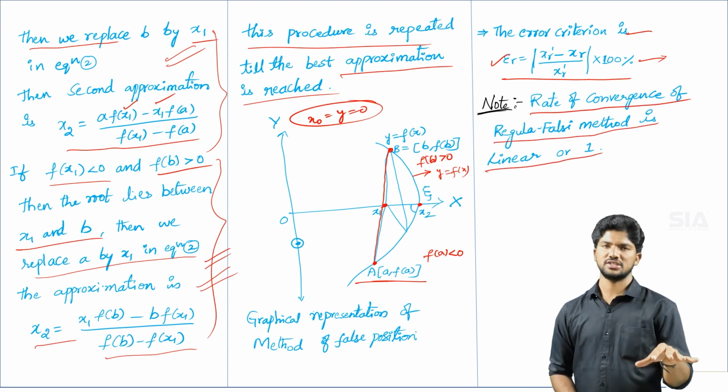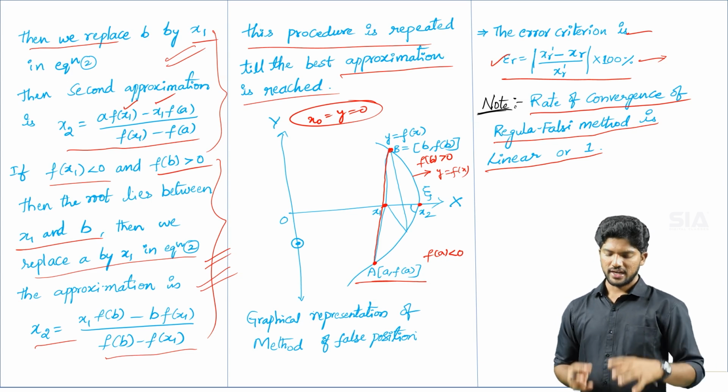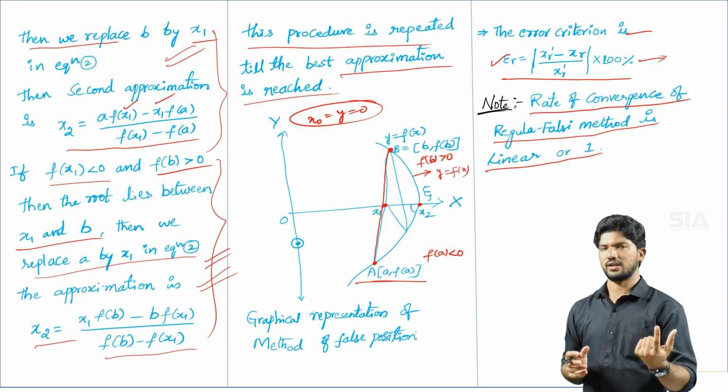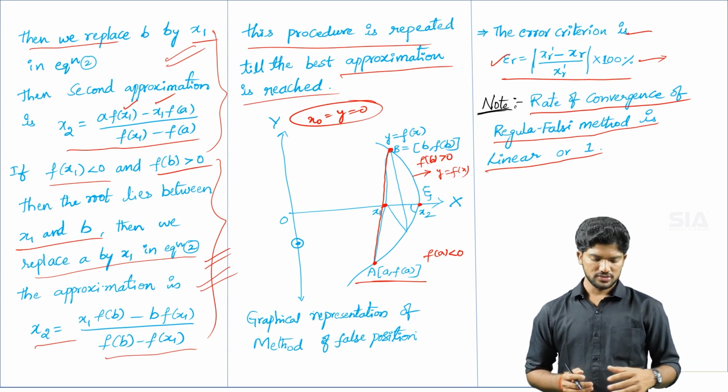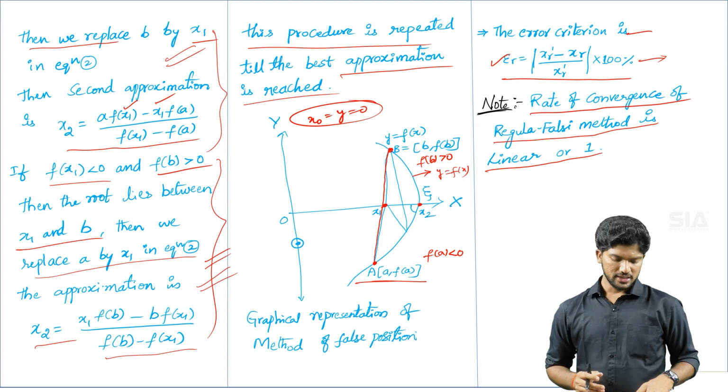Now the note point is the rate of convergence of regula falsi method is linear. I clearly mentioned that for each and every method there is a topic rate of convergence. So the rate of convergence of regula falsi method is linear, that is 1. In the higher classes you will know what the rate of convergence is. So therefore this is the total explanation of the method of falsi position.